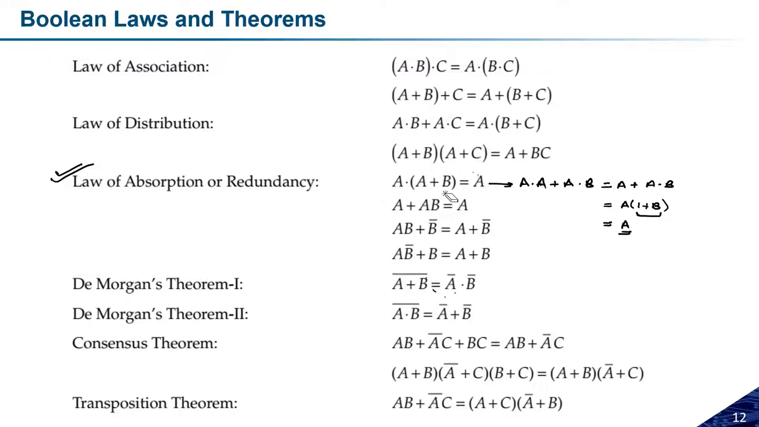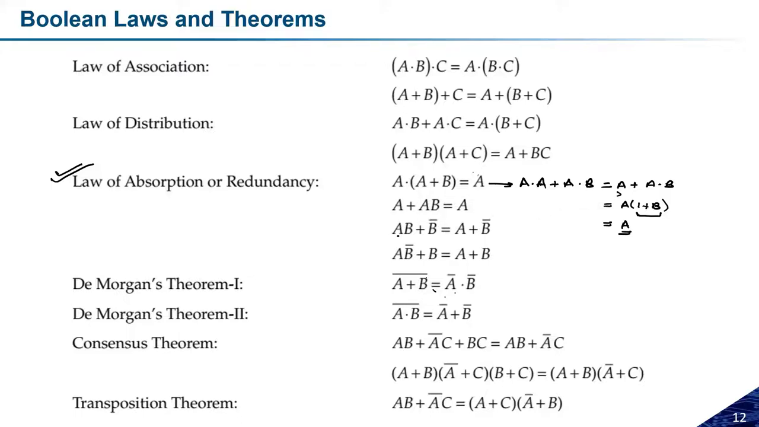Any doubt on this? Does anyone have any doubt on how I explained this one? So this law, the law of absorption, is really very important, which basically eliminates some of the variables. Similarly, you can also prove this one: A plus AB is equal to A. So simply, this is nothing but what I got here, A plus AB. Okay, so that is what I will get.